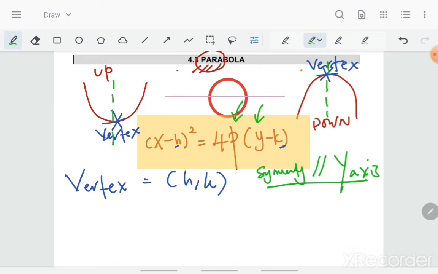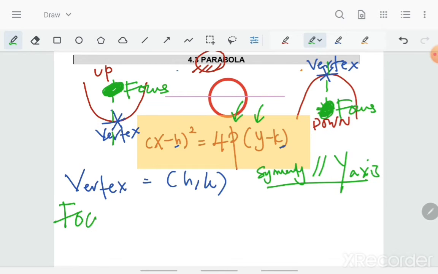Next, you have one point that lies on the green color, another point. This is what we call the focus. If you have more than one, we call them foci. Okay, foci. If there is only one, we call it the focus. The focus must be located on the symmetry axis. Alright, let's discuss this case.